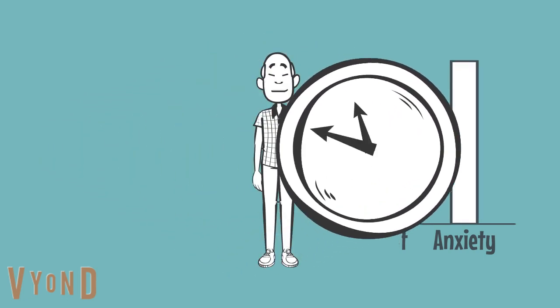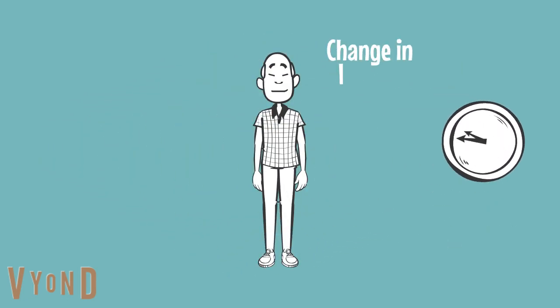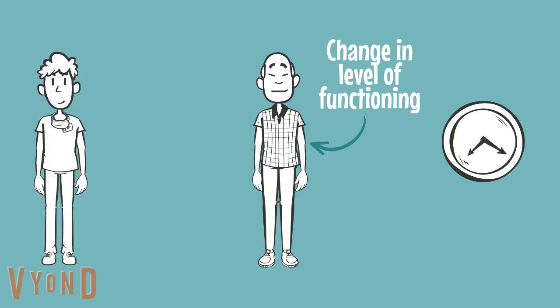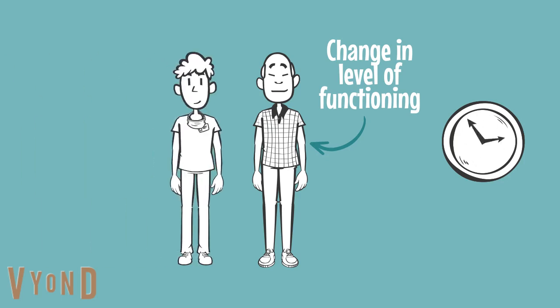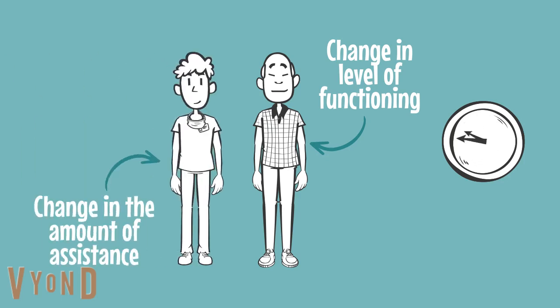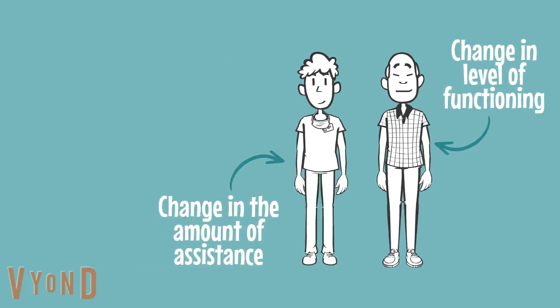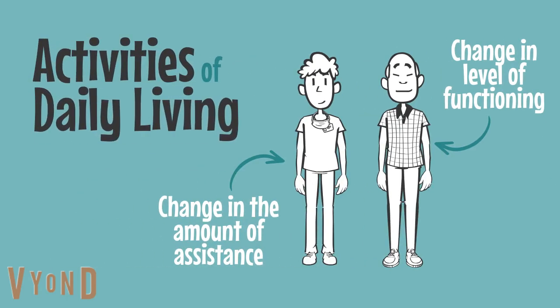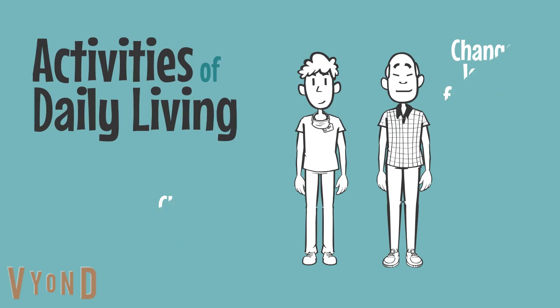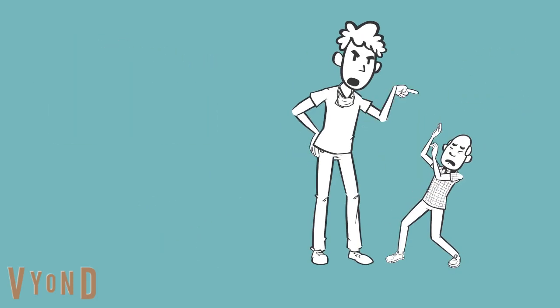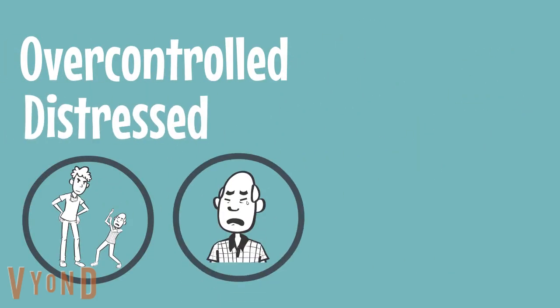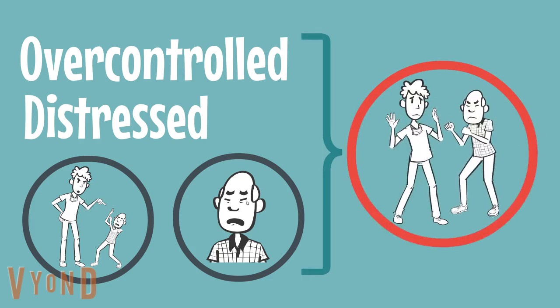As this happens, the person with dementia will experience changes in their level of functioning. This causes a shift in the carer's responsibilities and the amount and type of assistance they need to provide, including with activities of daily living, or ADLs. Unfortunately, this can make the person with dementia feel over-controlled and distressed, which can lead to confrontations.